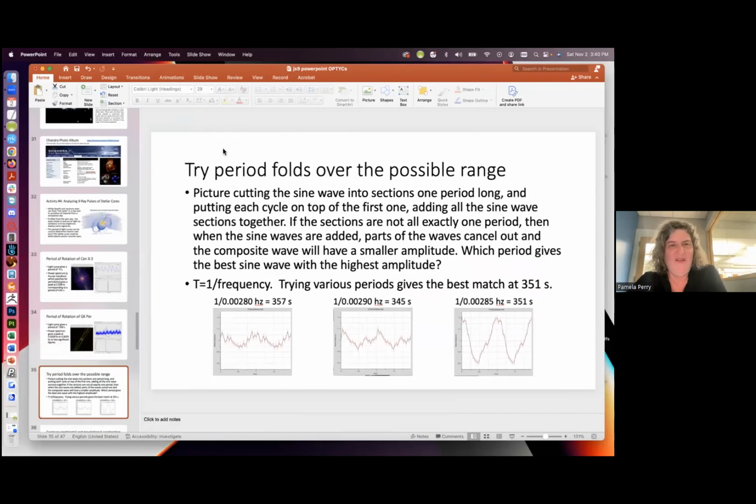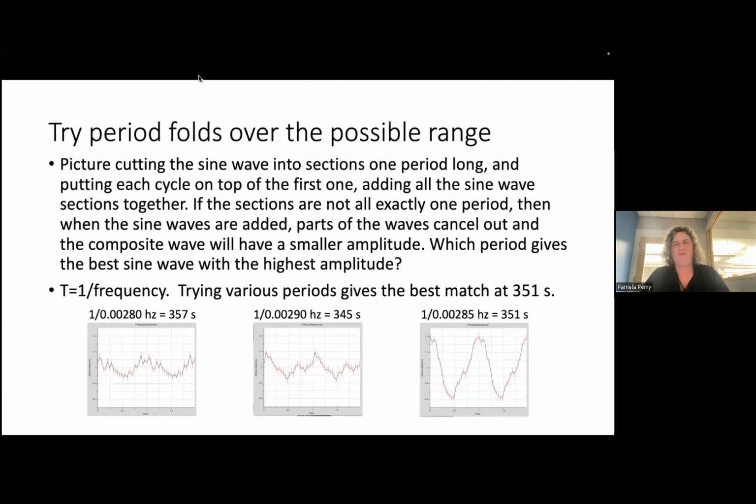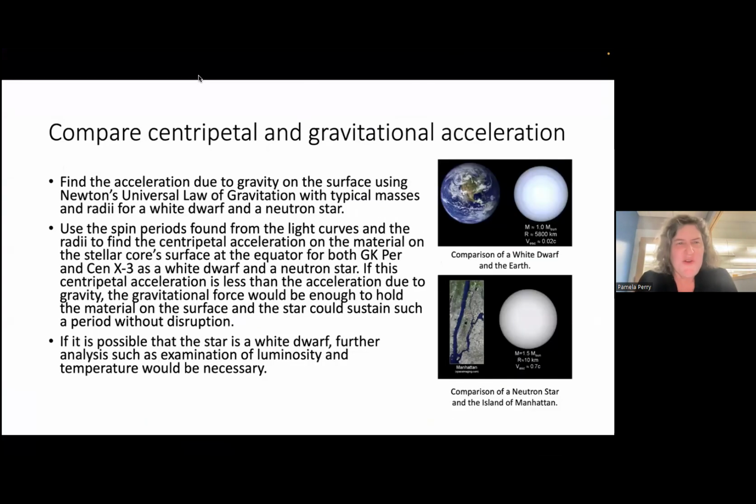So the tail end of that would be, now that we know the period and the spin rate, to compare centripetal and gravitational acceleration. If you took typical masses of a white dwarf and a neutron star and a typical radius, you could find the acceleration due to gravity on the surface using Newton's universal law of gravitation. This is one that I've done in my physics classes before. Just give them some quick background information on what a white dwarf and a neutron star actually are. Then when we're doing Newton's universal law of gravitation, I have them calculate the acceleration due to gravity on the surface of both of these objects, given the typical mass and radius.